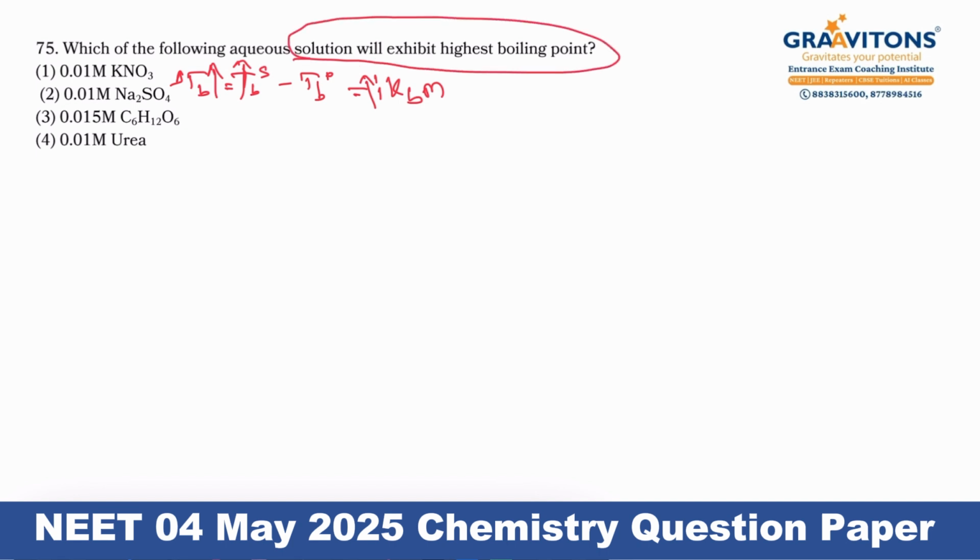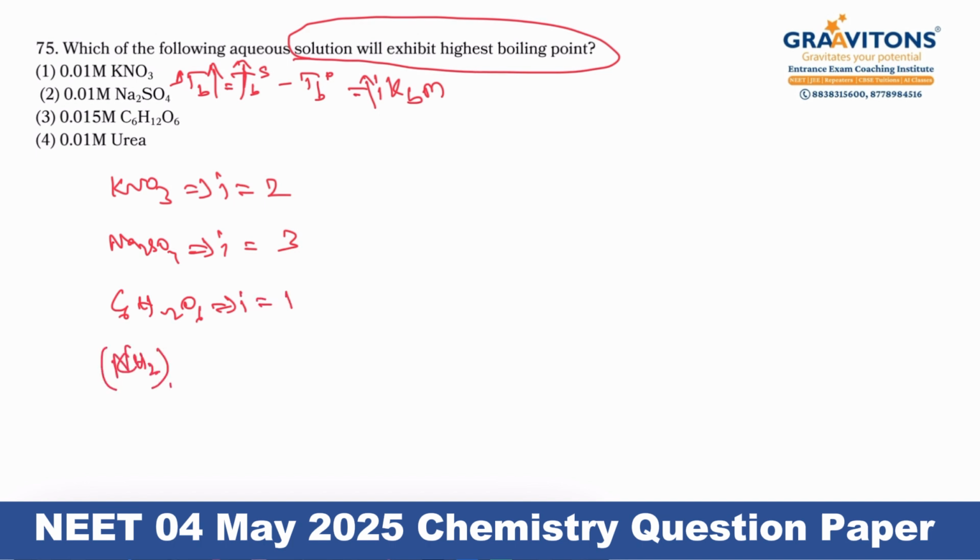Let us check for option 1. For KNO3, the i factor is 2, and for Na2SO4 the i factor is 3, and for glucose the i factor is 1, and for urea, NH2 twice CO, the i factor is 1. So this Na2SO4 has the higher i factor, and its solution will have the highest boiling point, so option 2.